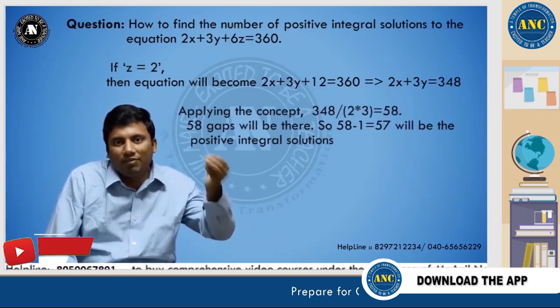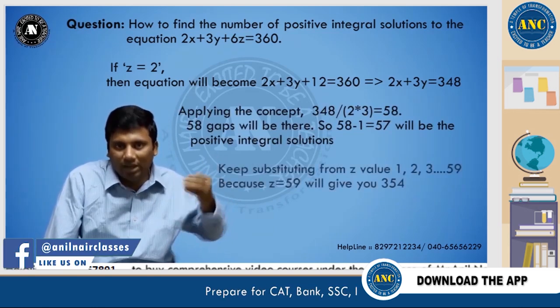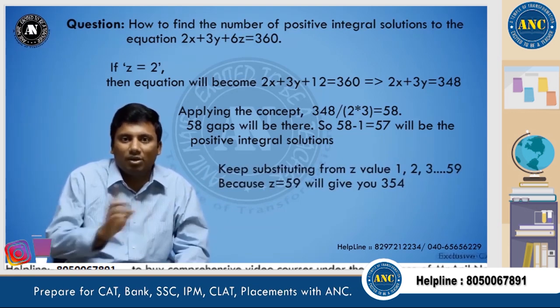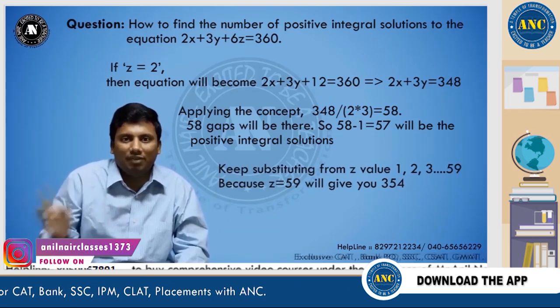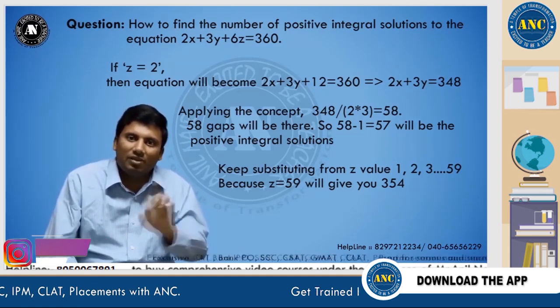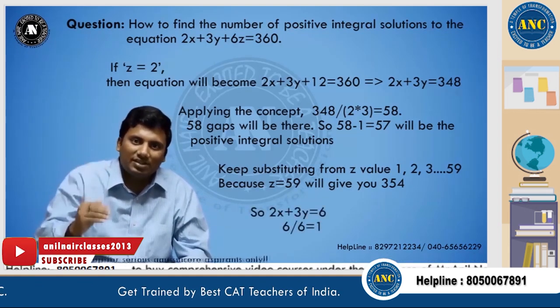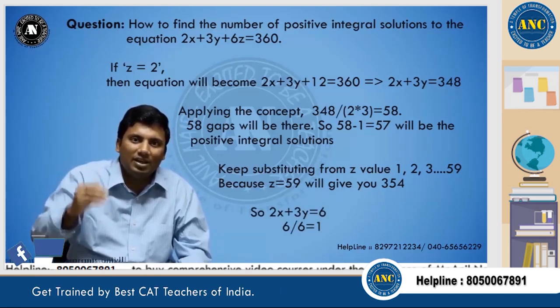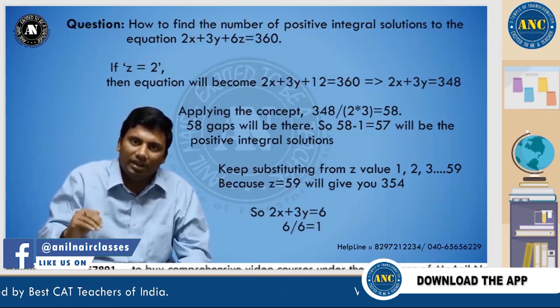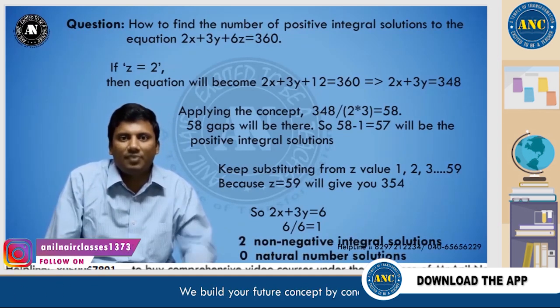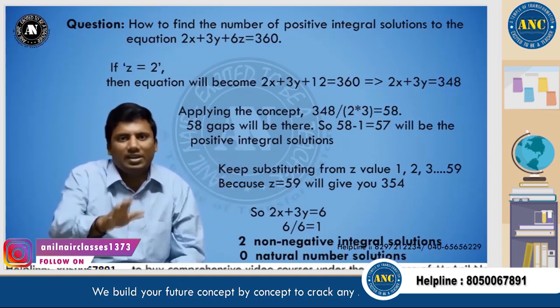Keep substituting z values from 1 till z equals 59, because z equals 59 will give you 354, so 2x plus 3y equals 6. So 2x plus 3y equals 6, 6 by 6 equals 1, so 1 gap will be there. That means 2 non-negative integral solutions and 0 natural number solutions. Add all these and we will get the answer.